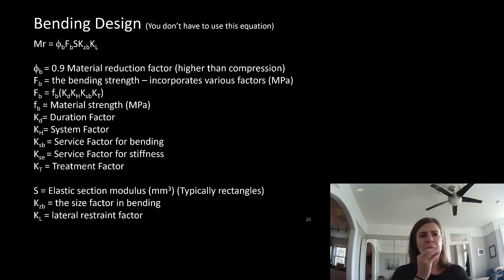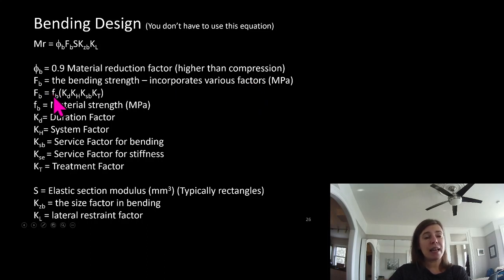I like to do examples to lock it in my head, but I like to give you all the background information and then the opportunity to do the math if you'd like to pursue that further. So again, we've got a reduction factor right here. The material reduction factor is 0.9 for wood. Our capital FB is the bending strength incorporating all of the factors.